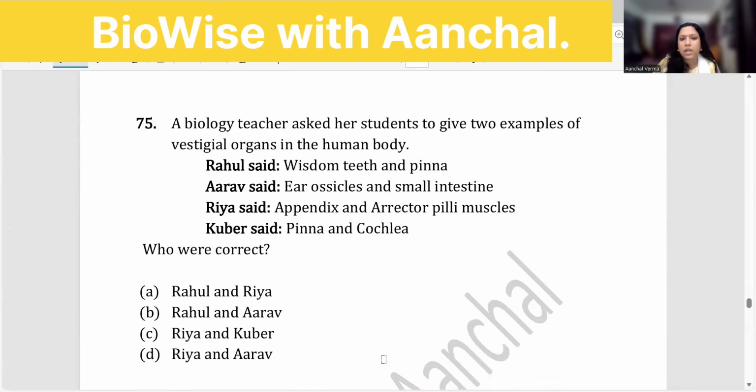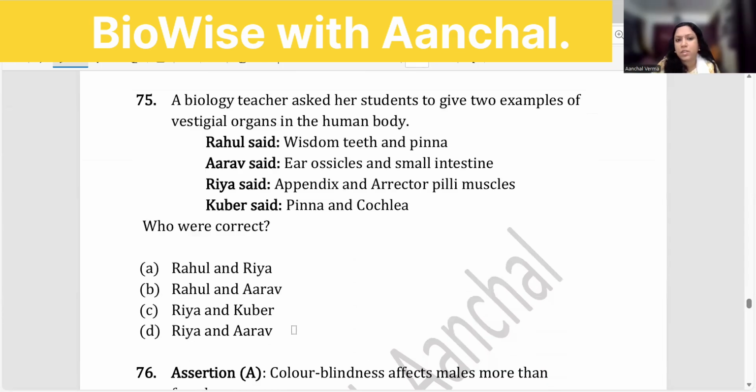A biology teacher asks a student to give two examples of vestigial organs. Now, this is the similar question we have already done. Let me see whether you can find out. So, let us mark the vestigial organs again. Wisdom teeth is a vestigial organ. Pinna is also a vestigial organ. Ear ossicle. The ear ossicles are useful for listening. Small intestine is a useful organ. Appendix is a vestigial organ.